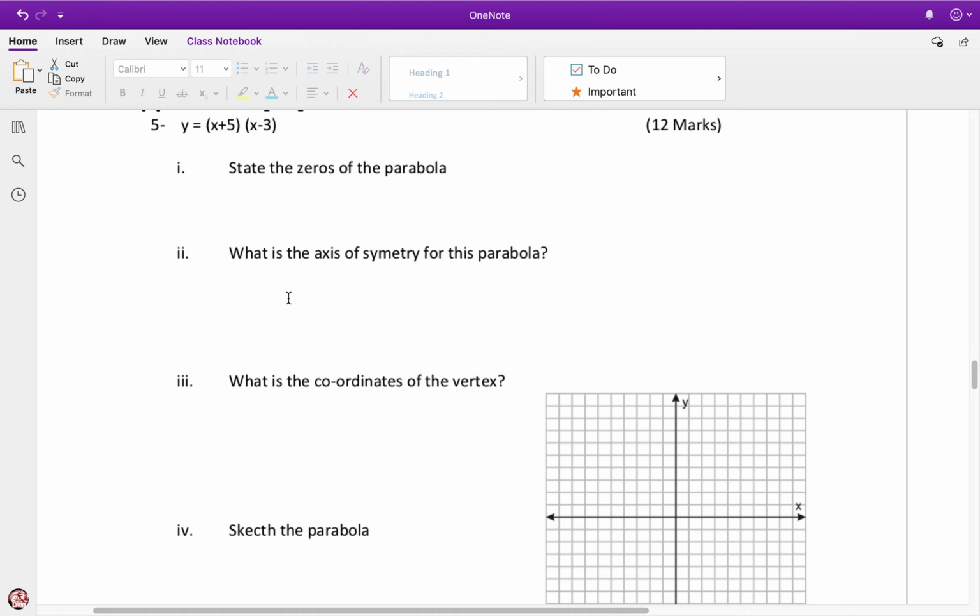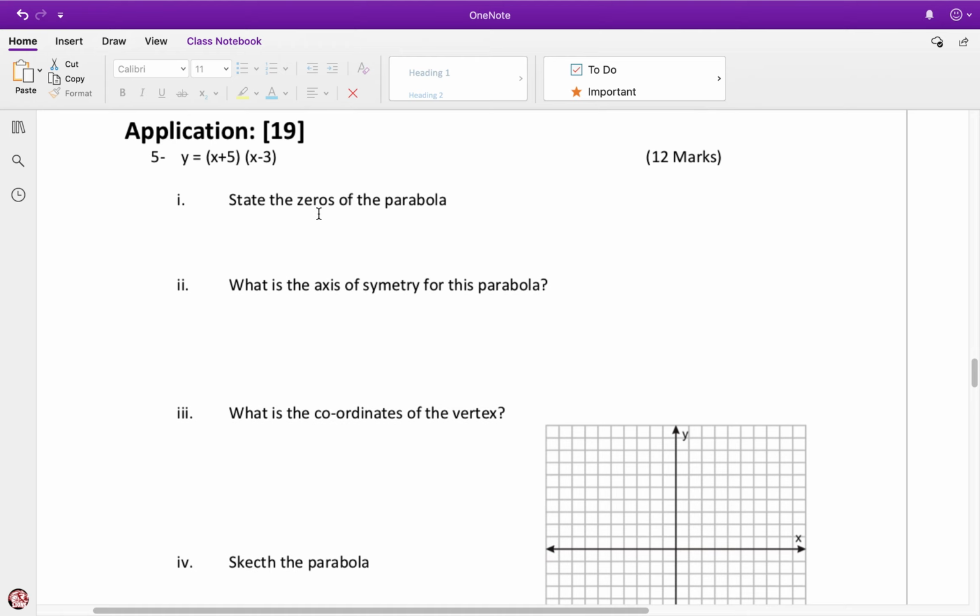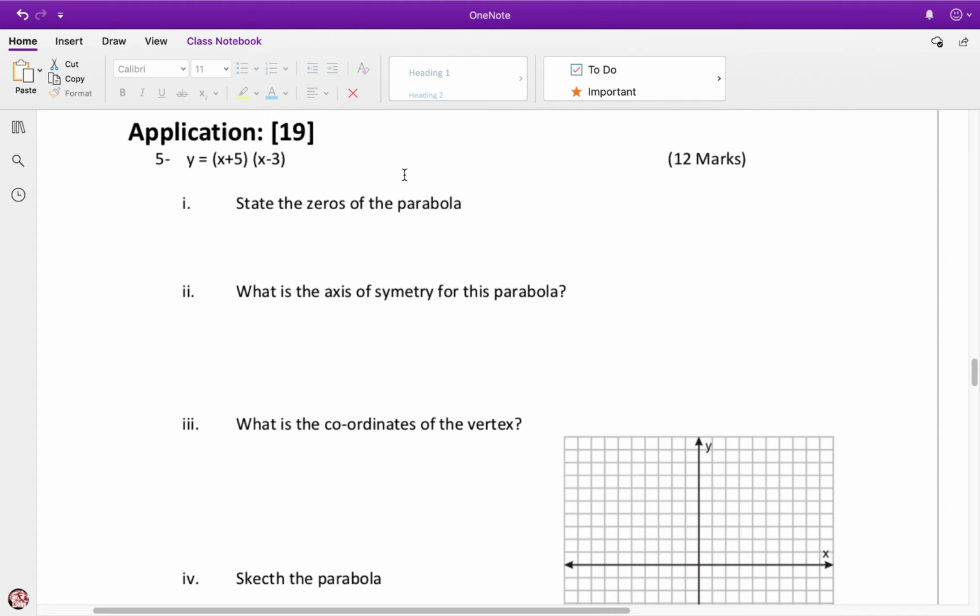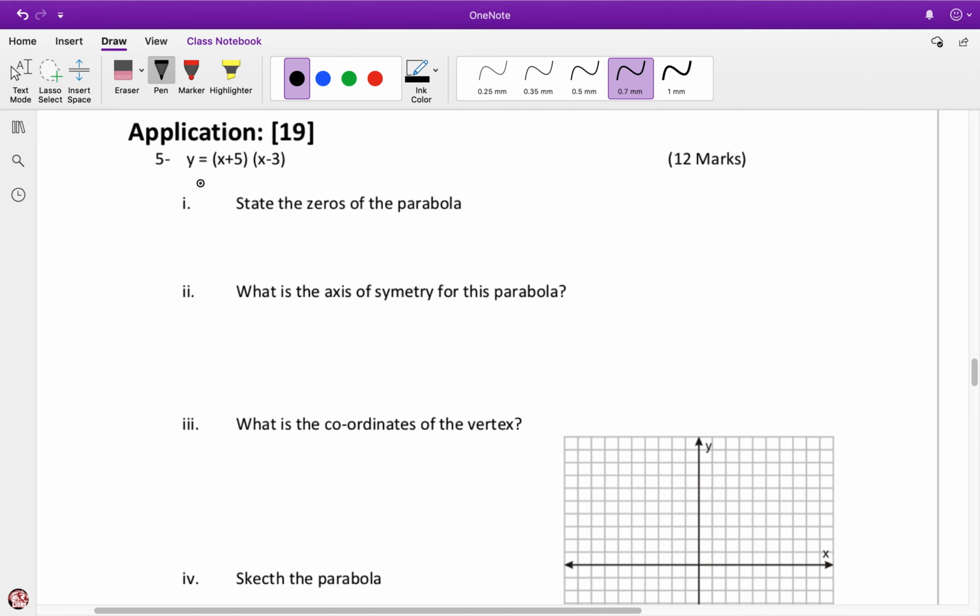Application. Okay. State the zeros of the parabola. So what I want to do is separate these out, and I want them both to be equal to 0. So over here, x plus 5 equals 0. If I move the 5 over, x equals negative 5. So that's one of them. And the other one is x minus 3 equals 0. So x equals 3.